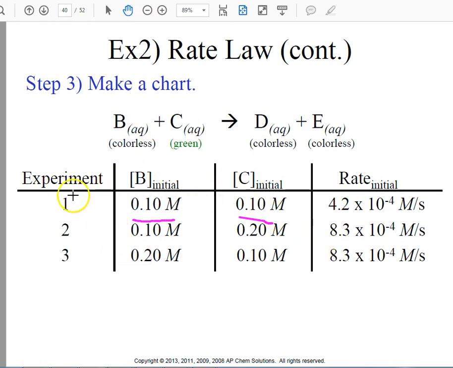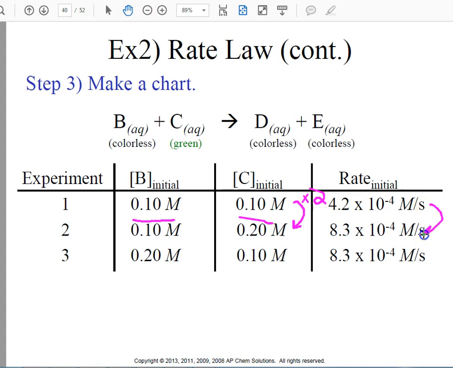So let's look. In experiment 1 and 2, what did they change? They changed the concentration of C. And what did they do to it? They doubled it, right? And we want to know, what did that do to the rate? Did it have no effect? 0 order. Did it have the same effect or a direct effect? First order. Or did it have a squared effect? Second order. So if our concentration was multiplied by 2, was our rate multiplied by 2, or was our rate multiplied by 4? So let's look.